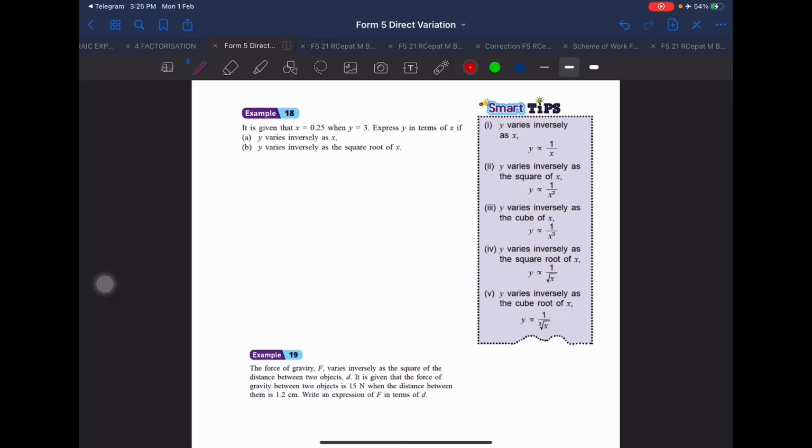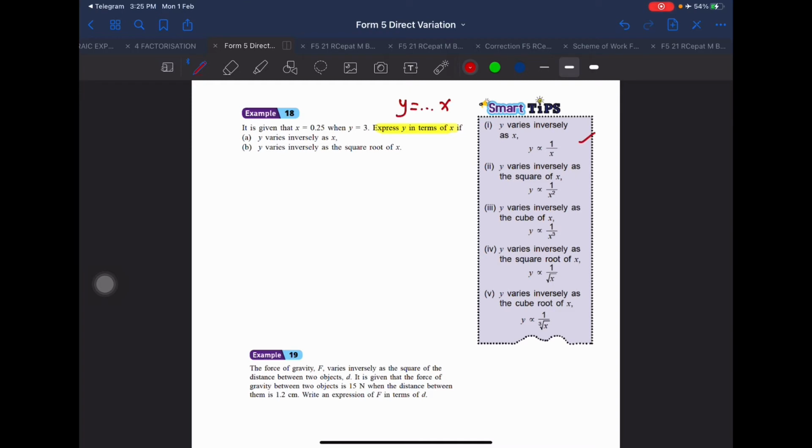Now we move to example 18. It is given that x equals 0.25 when y equals 3. Express y in terms of x. So your final answer must be y equals something something x.